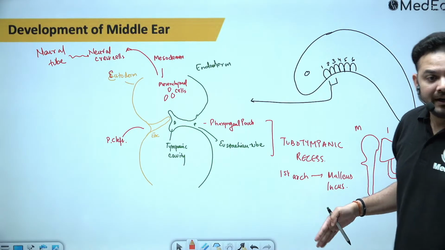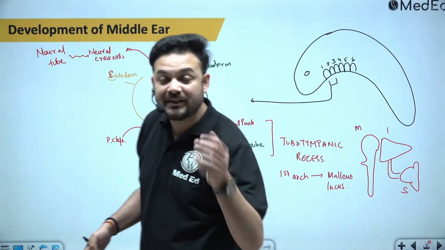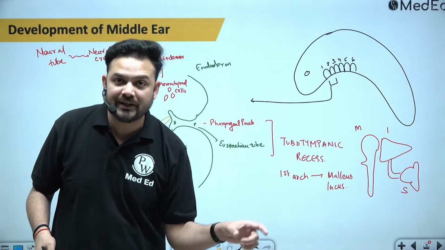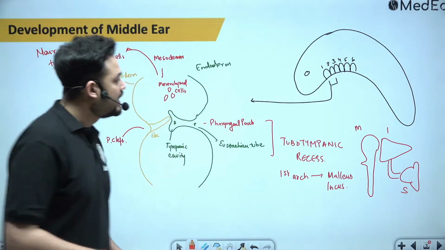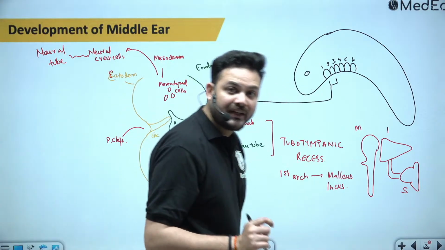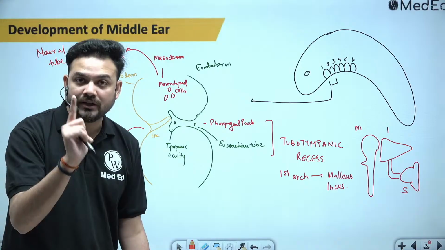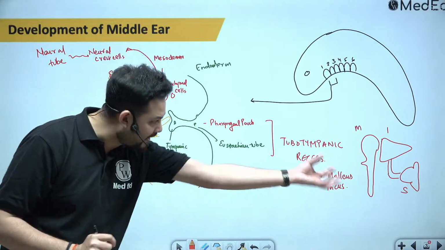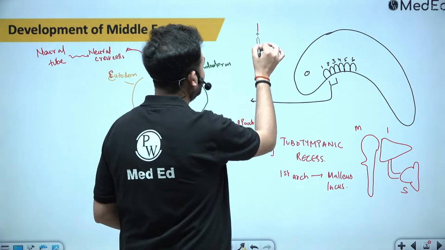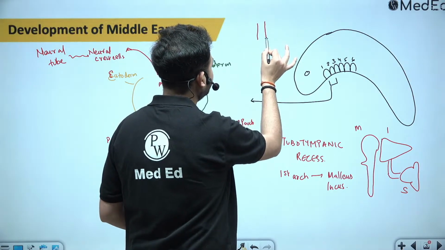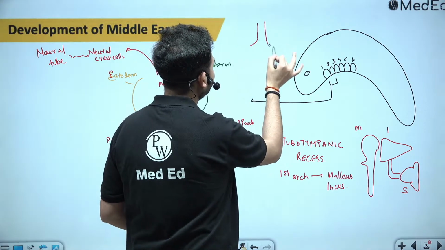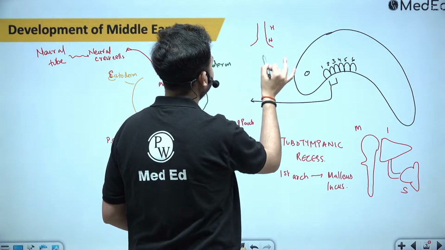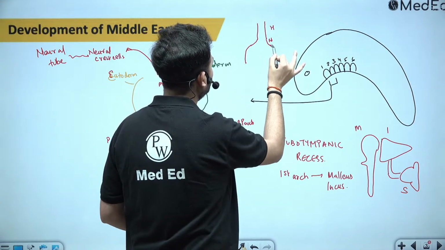Now, what will be from the second arch? This is a very important NEET question as well, where you often get confused. From the second arch arises only one ossicle, and that is our stapes. If I take out that stapes and show it to you, the stapes has a head and a neck. This is the head of the stapes, this is the neck. Then the stapes has two crura.